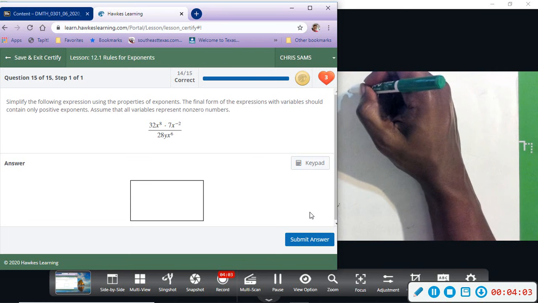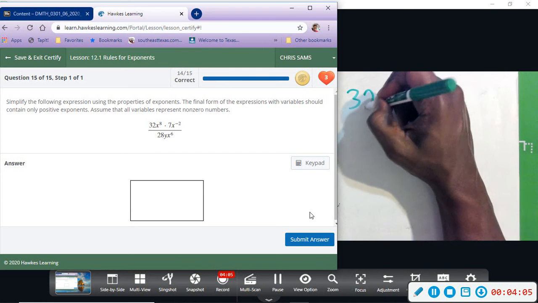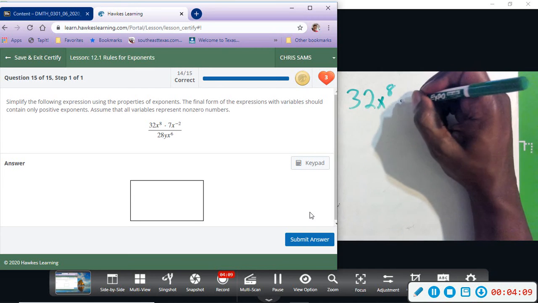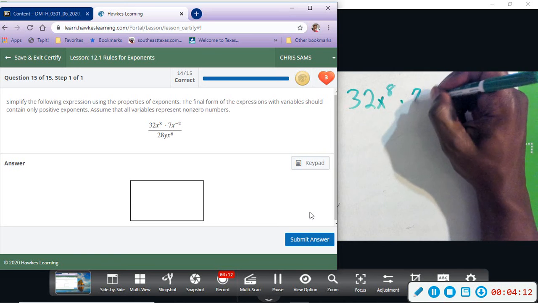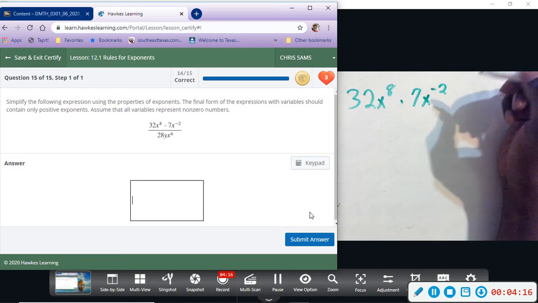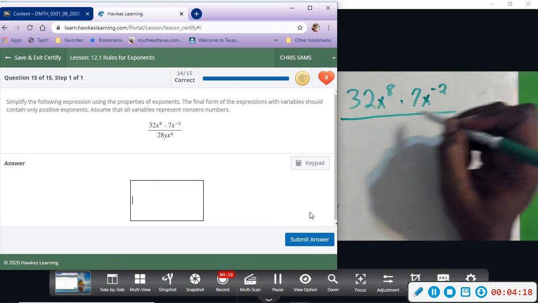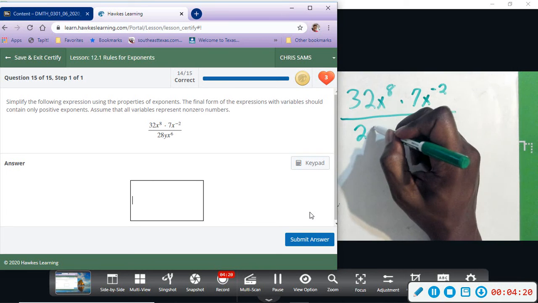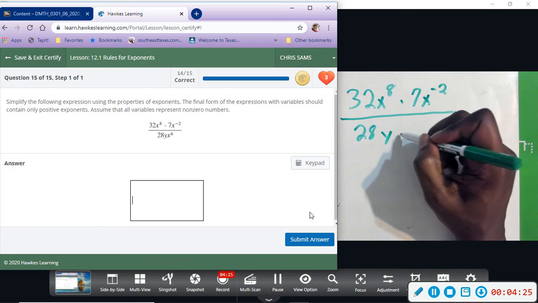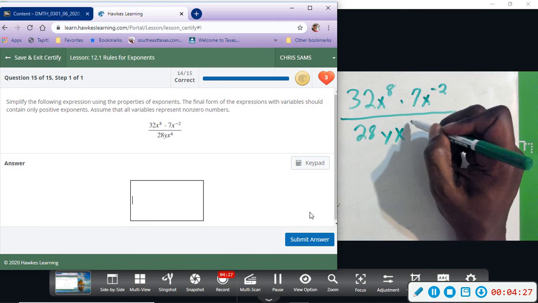Alright, number 15, this is our last one here. 32 x to the 8th times 7 x to the negative 2nd over 28 y x to the 6th.